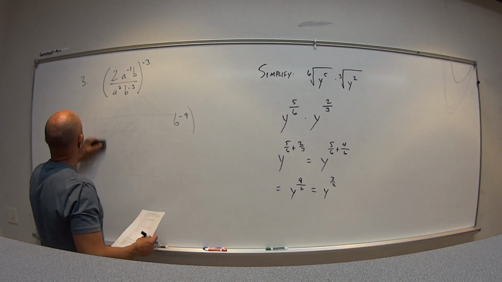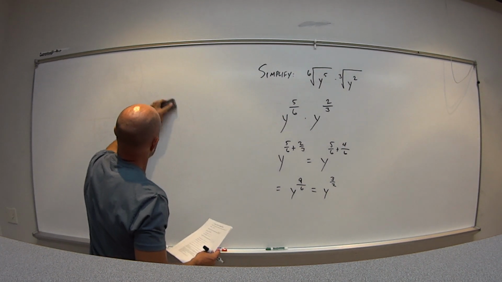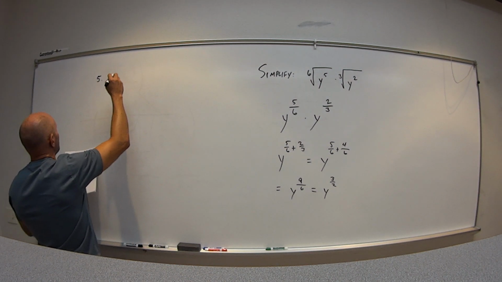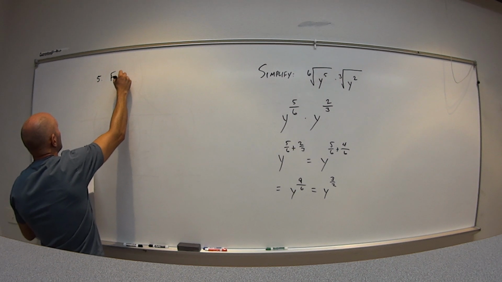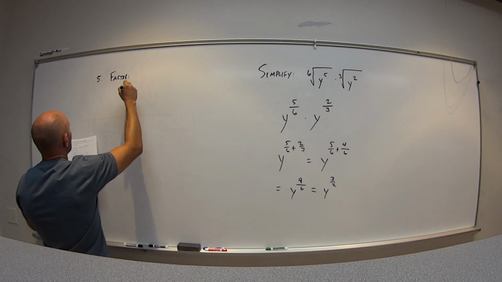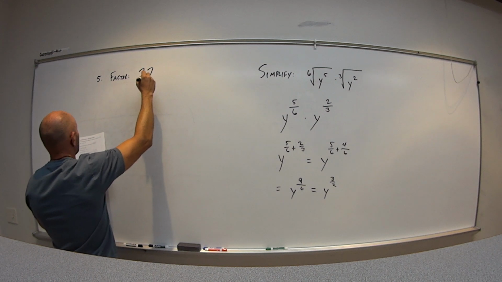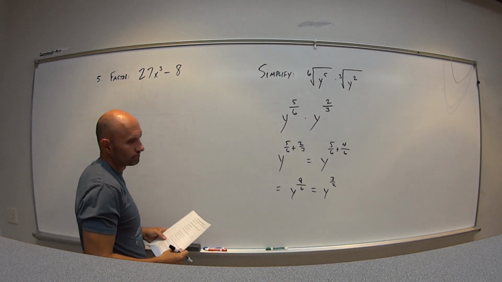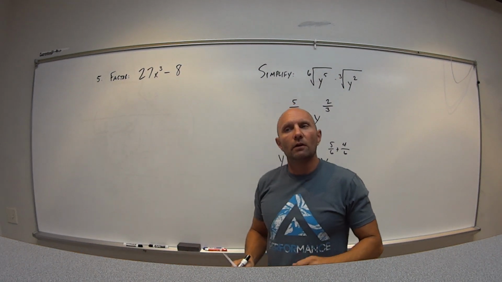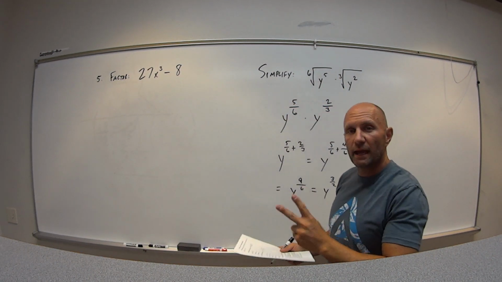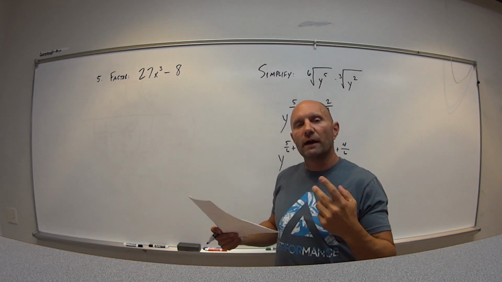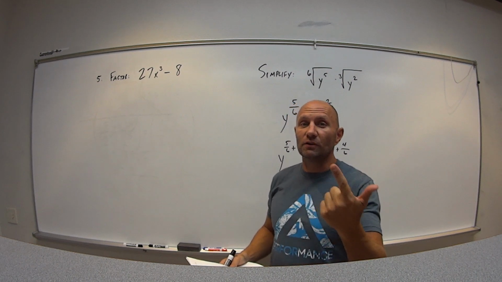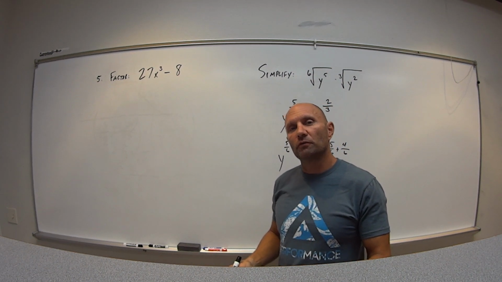And lastly, for this video, number 5. We want to factor 27x to the third minus 8. Okay, here's one of our red flags. I only have 2 terms. So if I have 2 terms, that means what? It's probably either a difference of squares, a difference of cubes, or a sum of cubes.